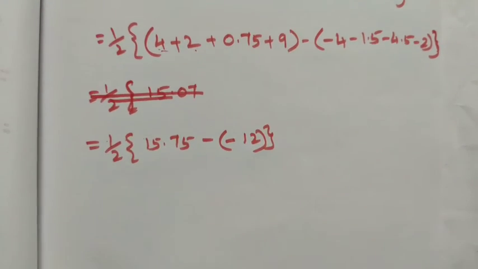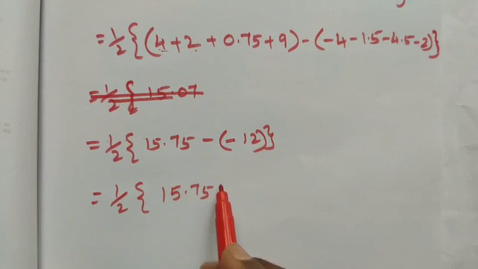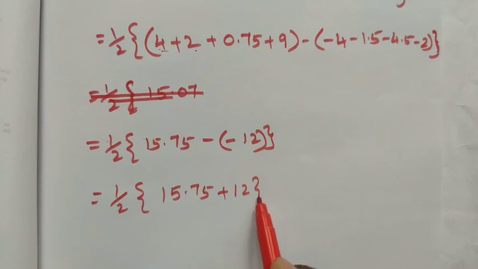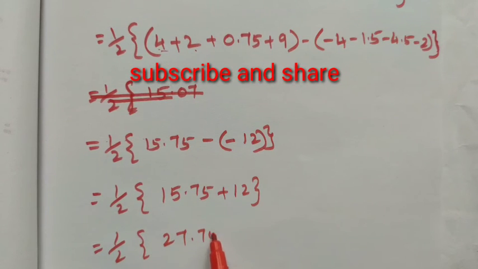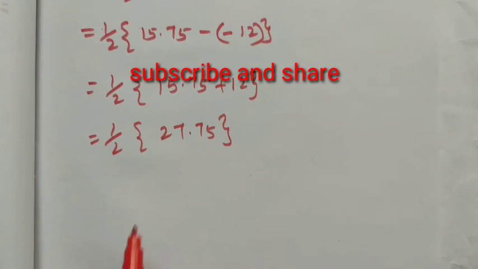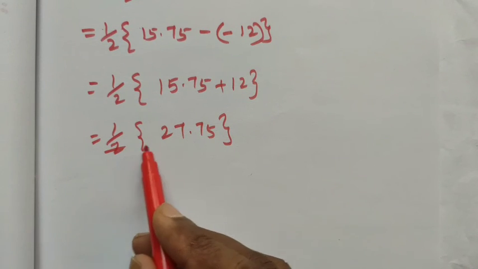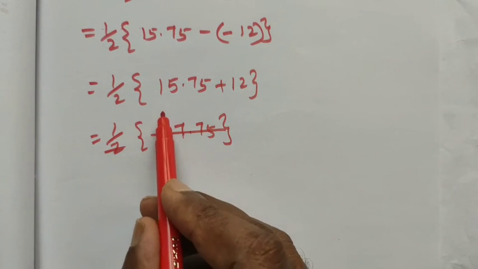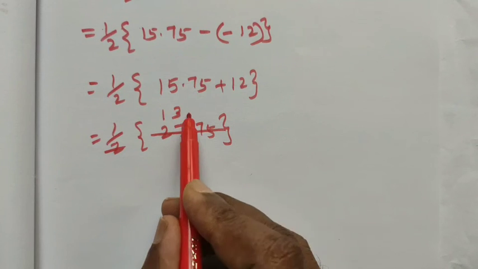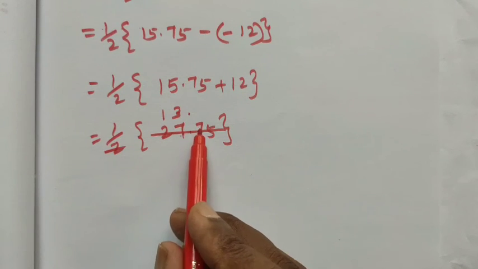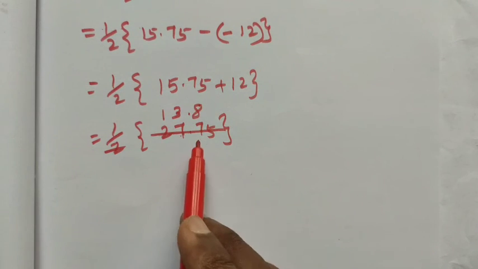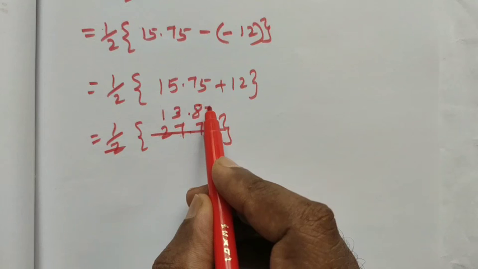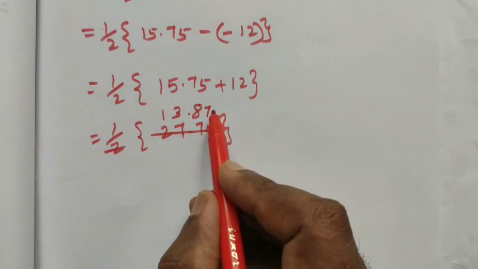Right? Next we have to remove the bracket. 1 by 2 into 15.75 minus into minus plus 12. Sum of this term is equal to half into 27.75. When you divide by 2, 27 divided by 2 means in 1, here we have 3 point, we have remainder 1, 17, in 17 we have 6, 8 2s are 16, and then remainder 1, 7 2s are 14, remainder 1, that is 5.